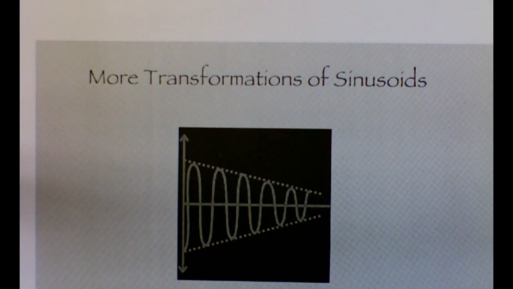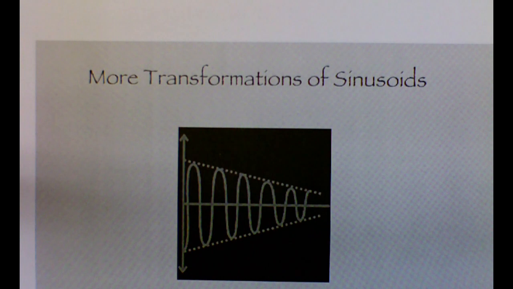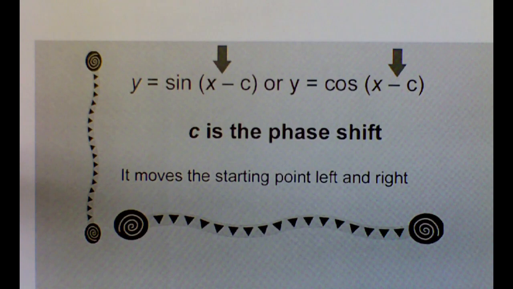All right, we are going to continue with some more transformations of our sinusoids. Last class, we talked about changing the amplitude, the period, and reflections. We're going to dive straight in. C. C is the value that's added or subtracted in with the x inside the sine or cosine. C is called the phase shift. It moves our starting point left and right.